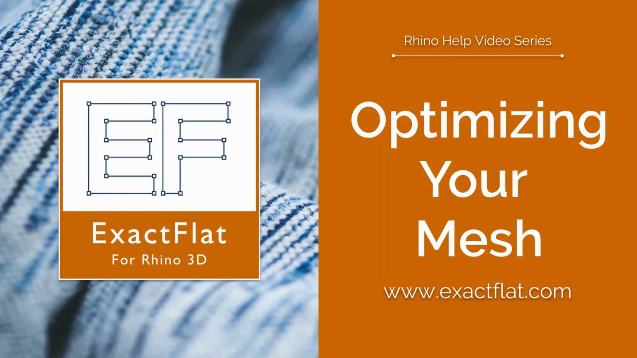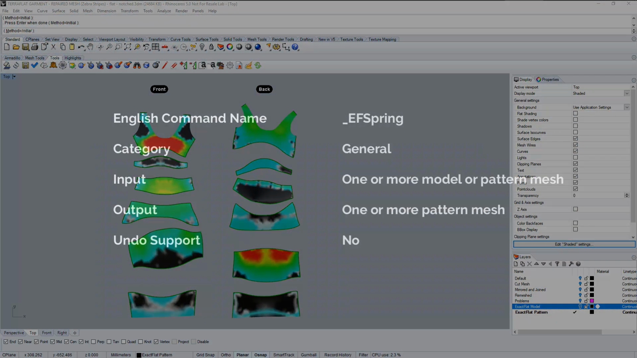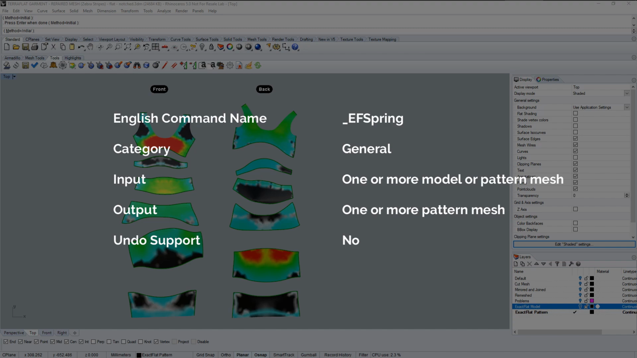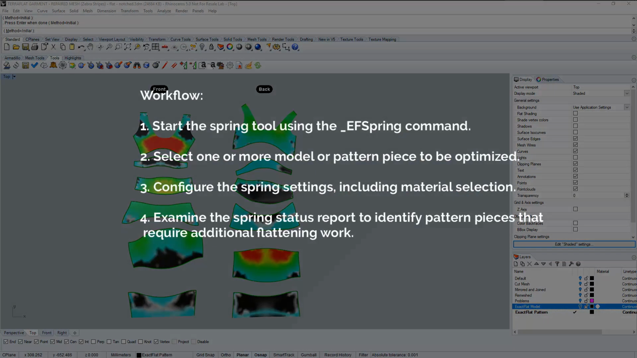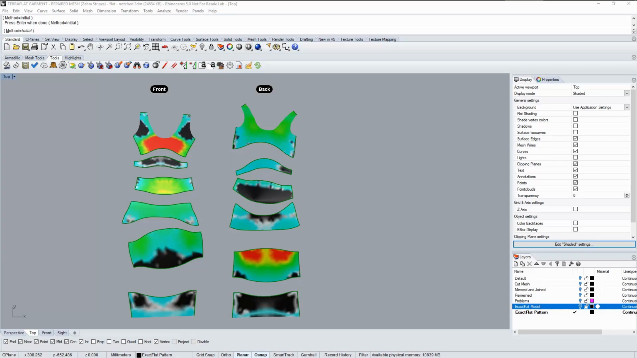ExactFlat for Rhino. ExactFlat Spring tool optimizes pattern pieces to relieve strain and sag. It works by minimizing the average energy density across the surface of the pattern piece.